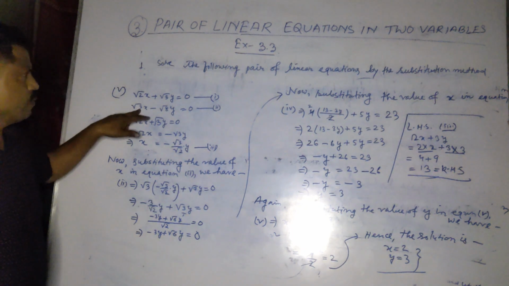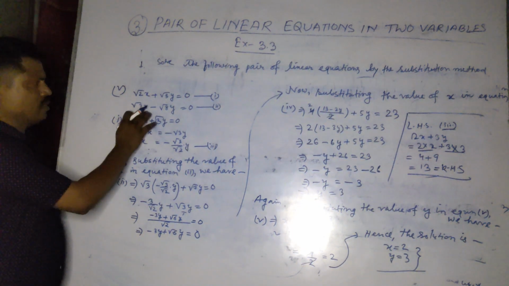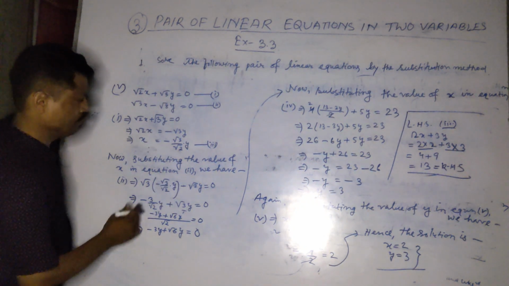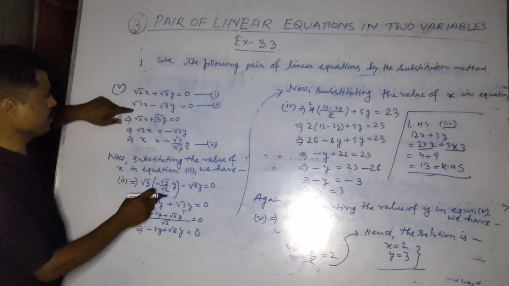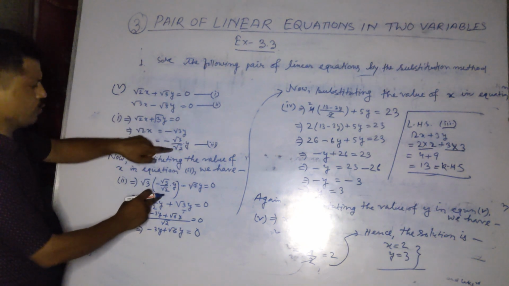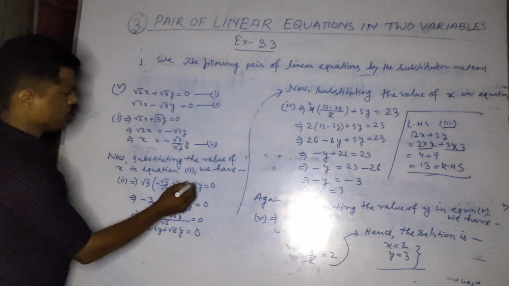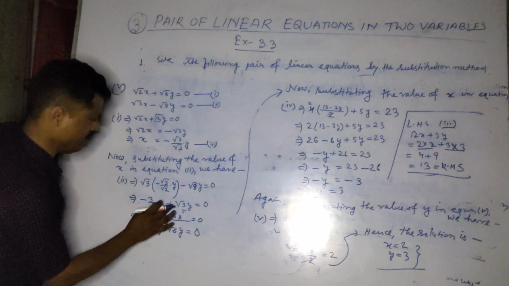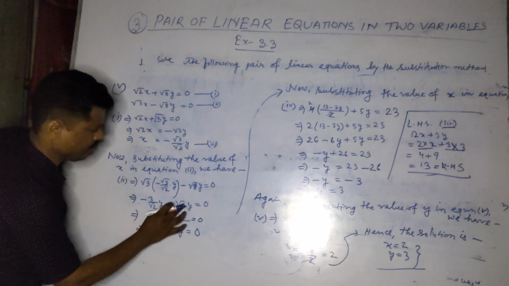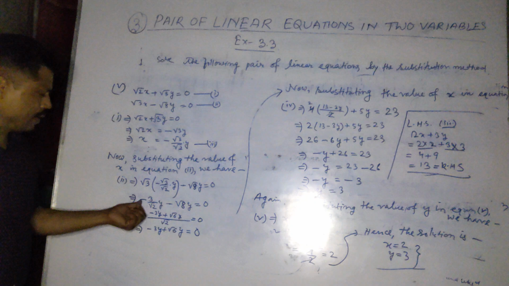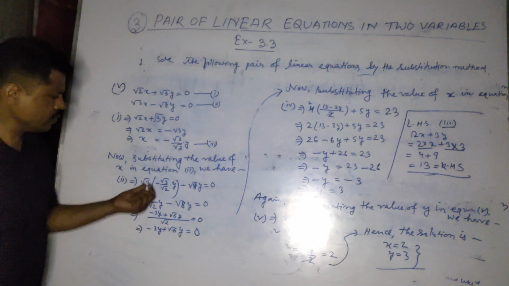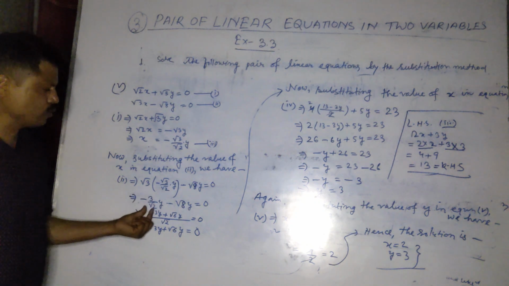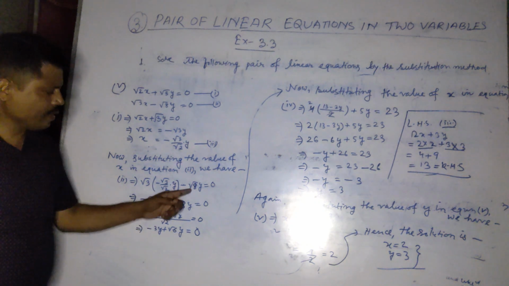So equation 2 is like this: root 3x minus root 8y. Here the value of x is put in: minus root 3 by root 2 into y, minus root 8y. Root 3 into root 3 means it will be root 3 only. So minus 3 by root 2 into y, minus 8 root y.